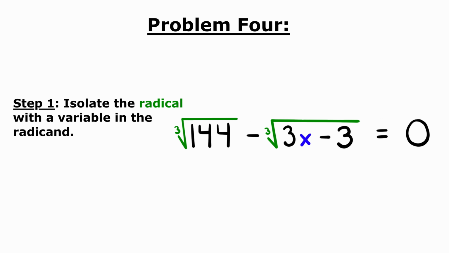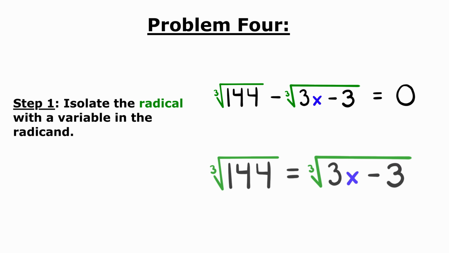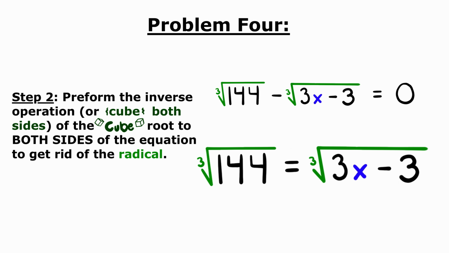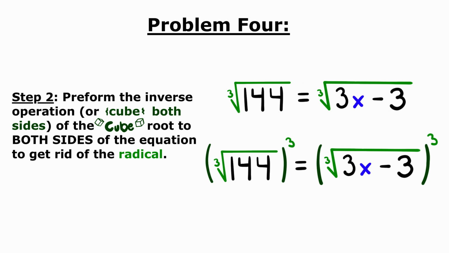Step 1. Isolate the radical with a variable in the radicand. This time, only one radical has a variable in the radicand. This makes things pretty easy for us, since all we have to do is add it over. Something you may not have caught is that we're dealing with a cube root this time. Regardless, our way of solving the equation stays the same.